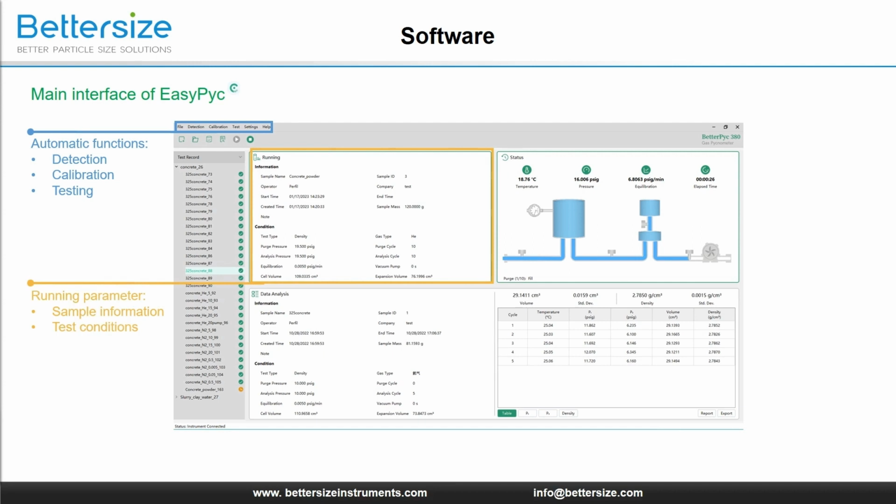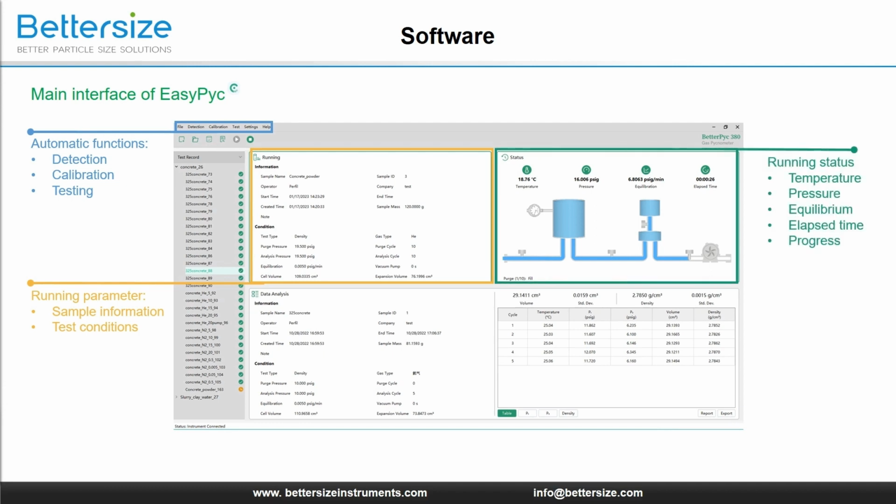Running parameter. This section allows the user to check the sample information and test conditions during the testing process. It provides detailed information about the parameters that are being used for the current test, including sample mass, pressure, temperature, and any relevant settings. Running status. This section displays the current running status of the instrument, including system temperature, gas pressure, equilibration, and elapsed time. This information is important to monitor during the measurement process, as it can affect the accuracy of the results.